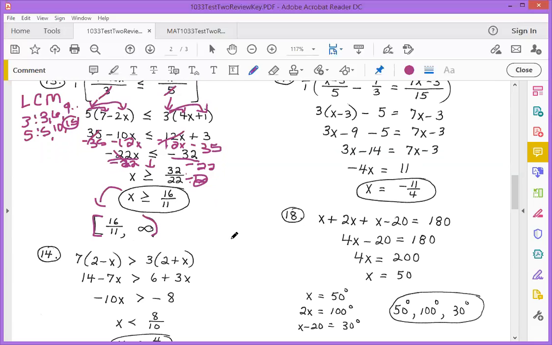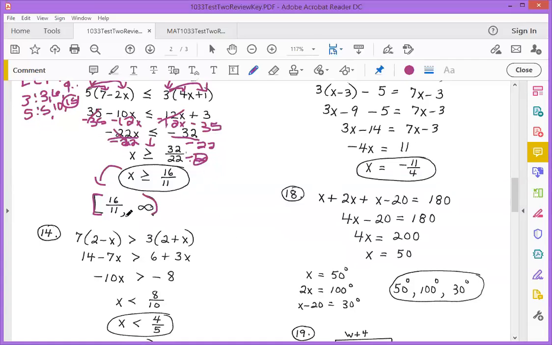You have a similar inequality for number 14: 7 times (2 minus x) greater than 3 times (2 plus x). We have to distribute on both sides of the inequality. So we'll get 7 times 2, or 14. 7 times the minus x gives us negative 7x. 3 times 2 gives us 6. And 3 times x gives us 3x.